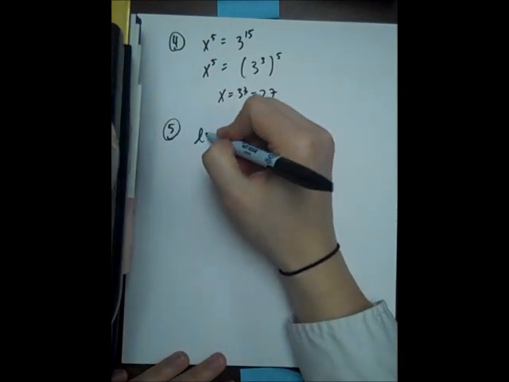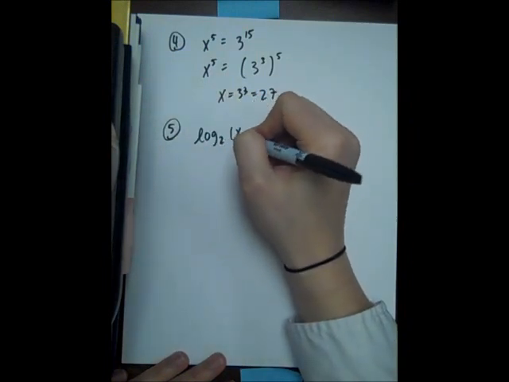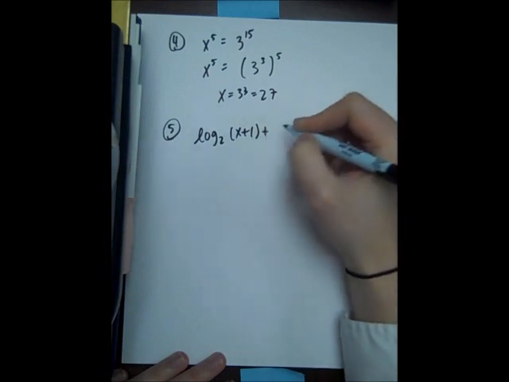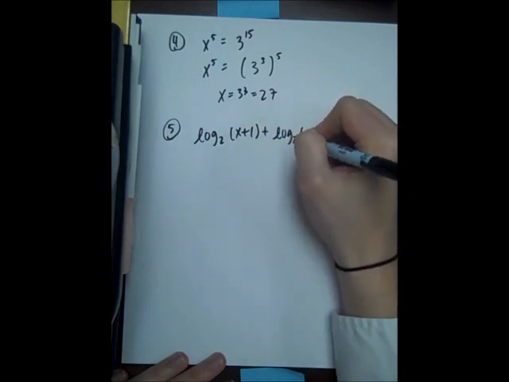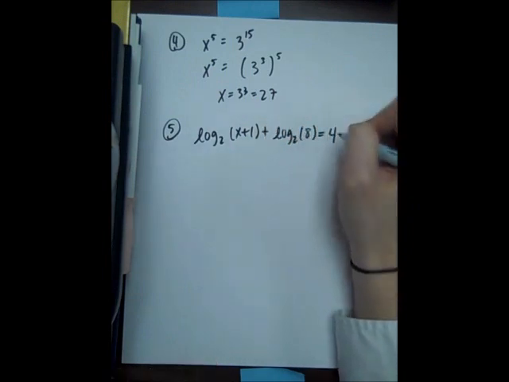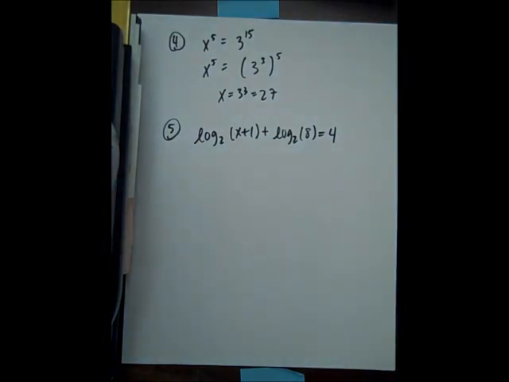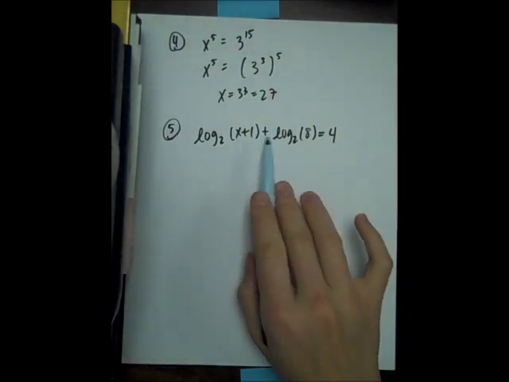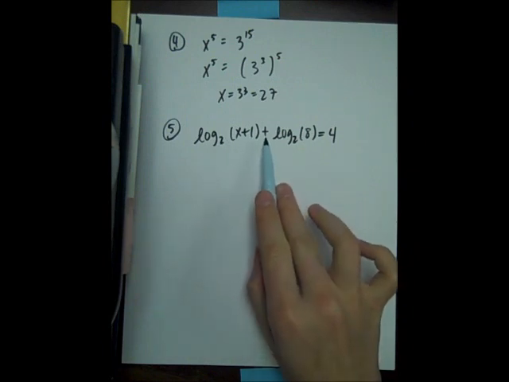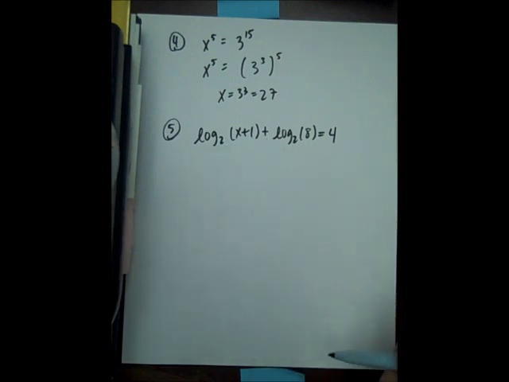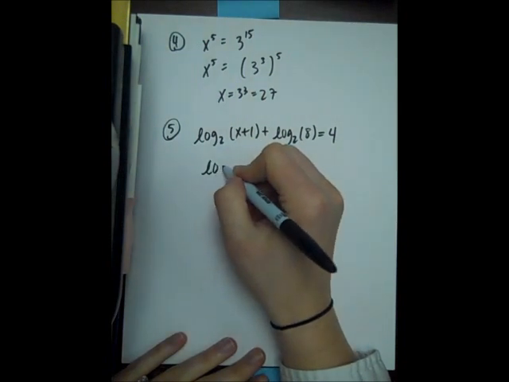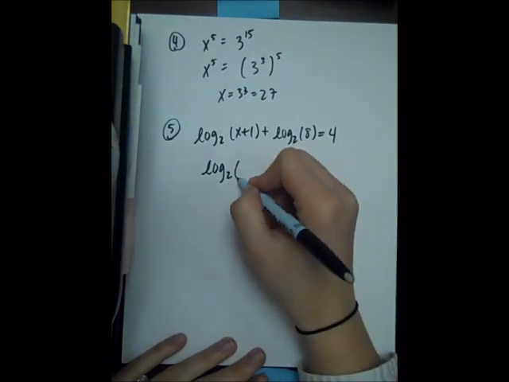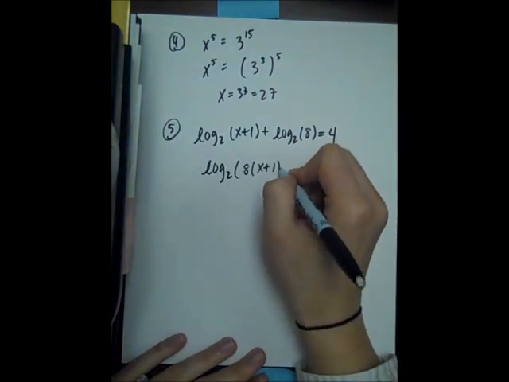Okay, now how about log base 2 of x plus 1 plus log base 2 of 8 is equal to 4. Here my variable is inside of my logarithms, so what I'm going to do first is try to simplify this problem as much as I possibly can. So on this side I have log base 2 in both terms, and they're being added. If I have log base 2 in both terms and they're being added together, what I can do is make this one logarithm where I multiply on the inside.